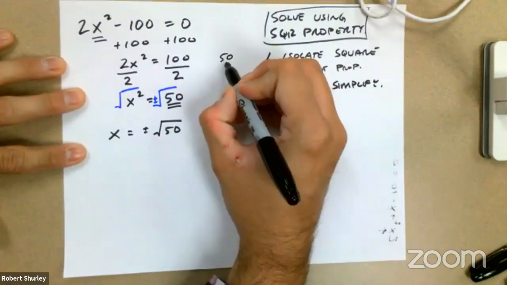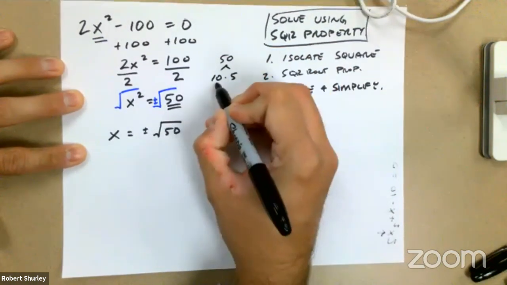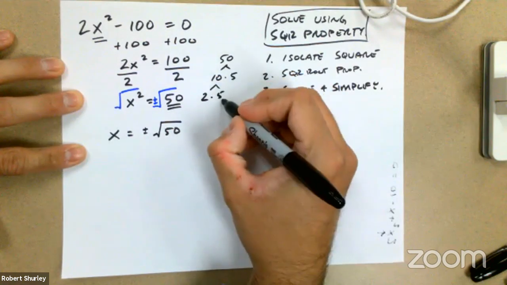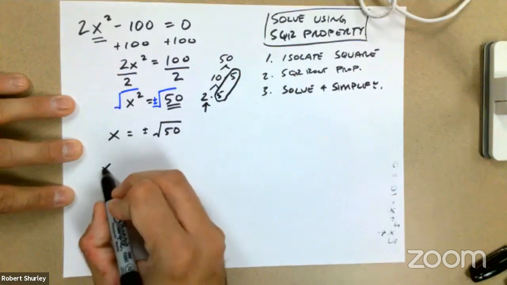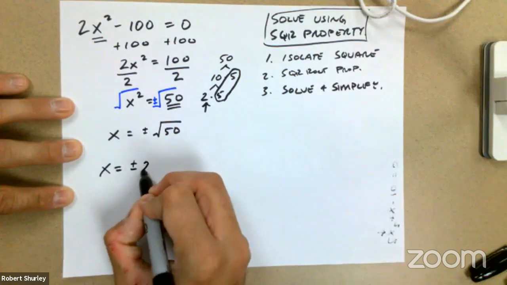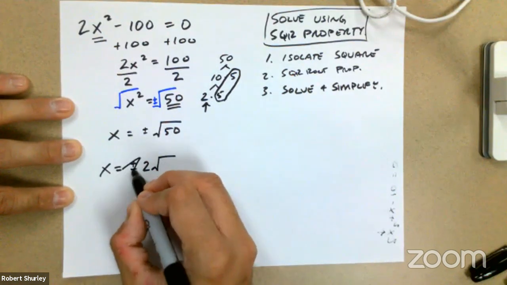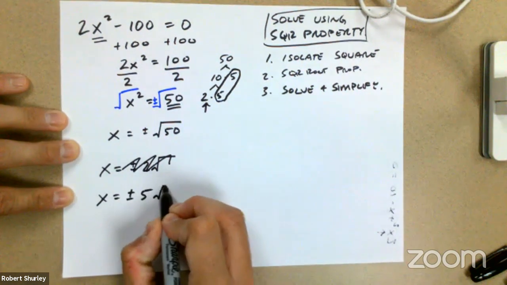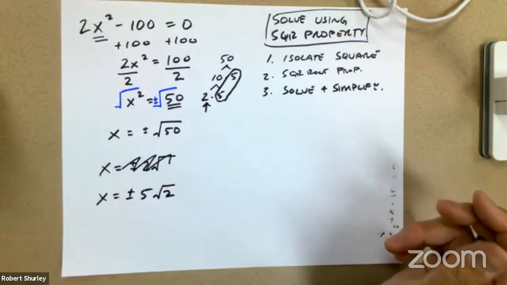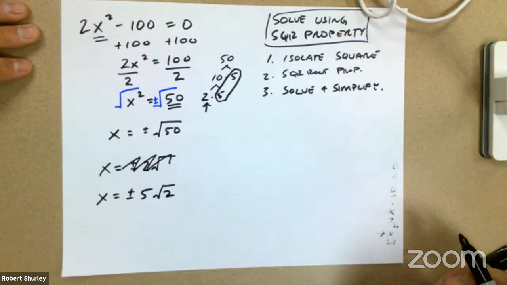So let's look at 50. It's 10 times 5, 2 times 5. I can pull a 5 out. The 2's got to stay, right? So x equals plus or minus 2. Oh, I wrote that down wrong. X equals plus or minus 5 square root of 2, right? Plus or minus 5 square root of 2.